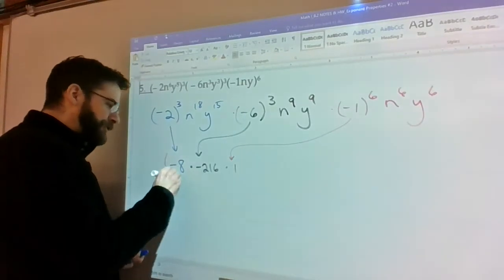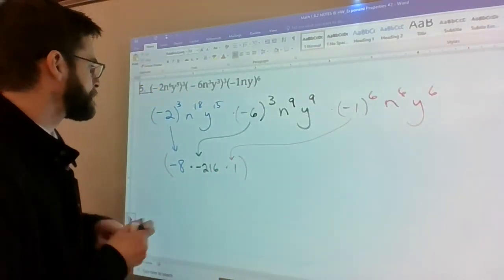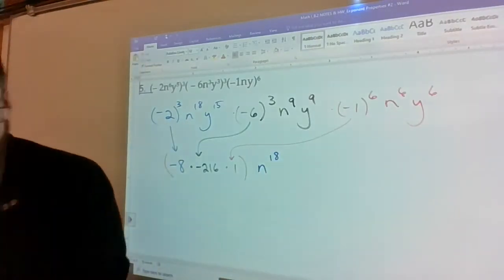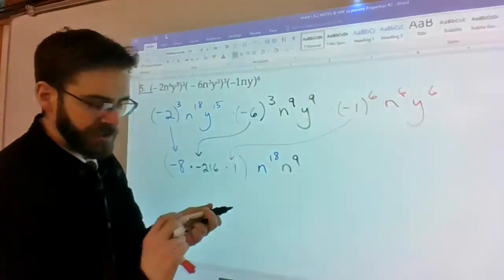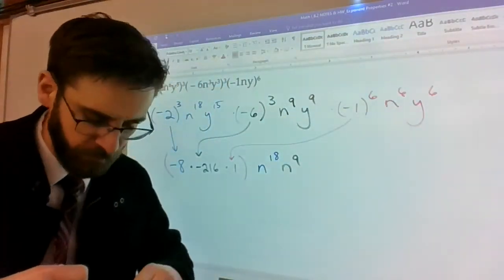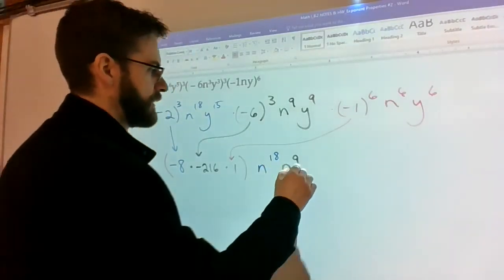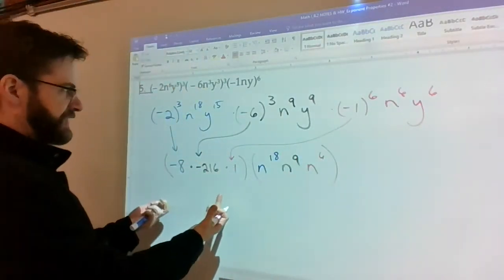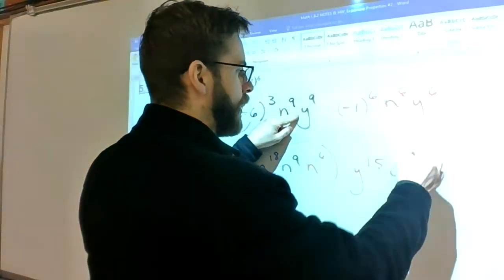So here's my first group. All these coefficients are going to be multiplied together. You've got the n to the 18, then n to the 9, and then n to the 6. I gotta be careful with all these colors. Last video I got ink all over me. All right. So I group the n's together, I group the coefficients together, y to the 15, y to the 9, y to the 6.